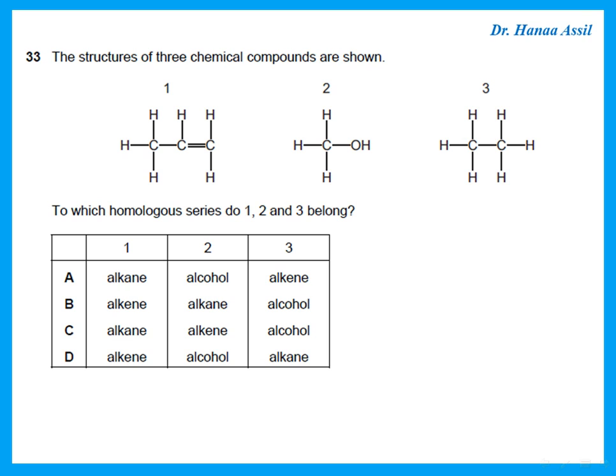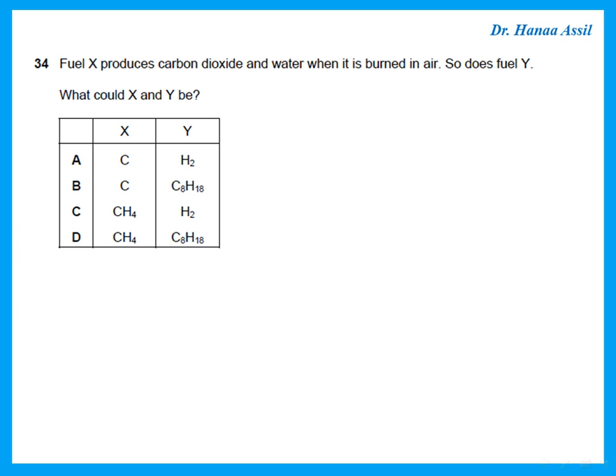The structures of 3 chemical compounds are shown. To which homologous series do these belong? Let's look at 1. 1 has a double bond, so it should be an alkene. So my answer is B or D. Then 2 has OH. OH is the functional group for alcohol. What about 3? 3 has only single bonds, so that's an alkane. So my answer is D.